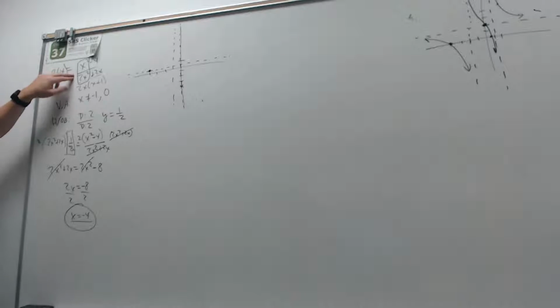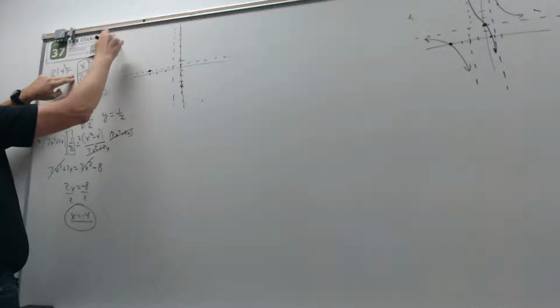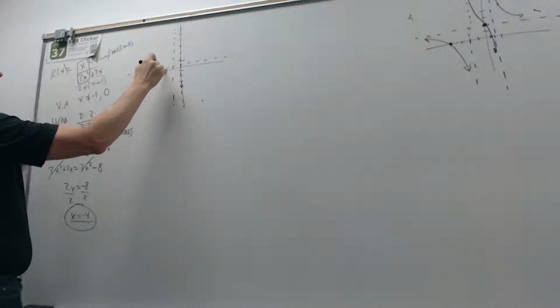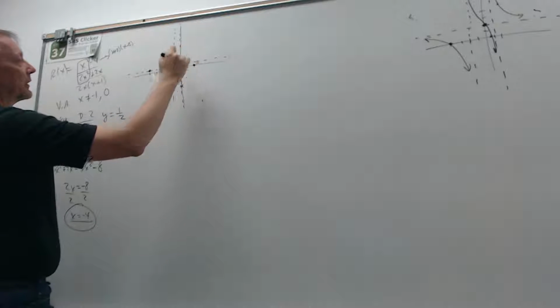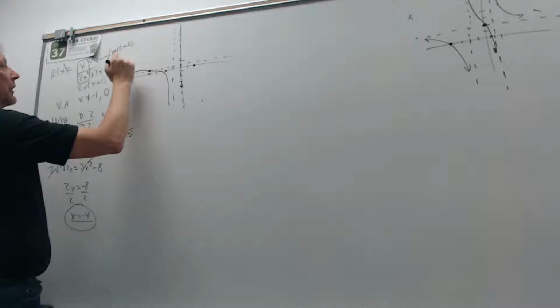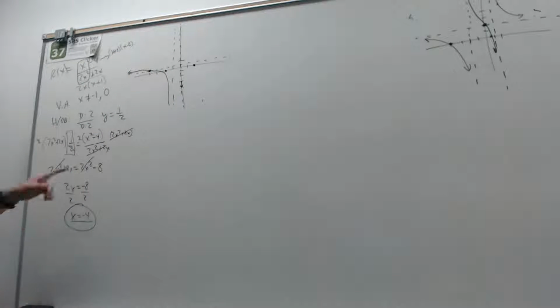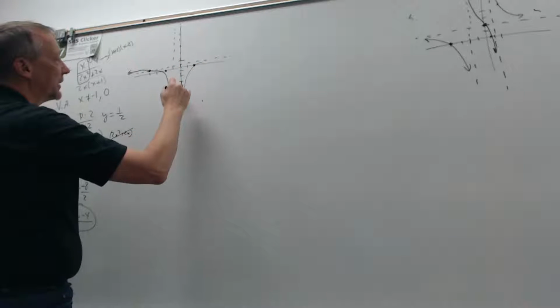Now we need to do the x-intercepts. I can factor this into x plus 2, x minus 2, right? So that's going to cross here and 1, 2 here. So this one crosses. And the funny thing is, I think it does a little blip like that. This one here gets close but never crosses.